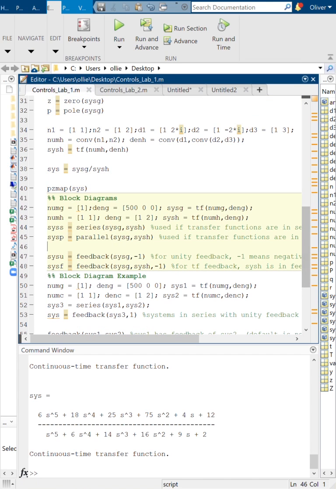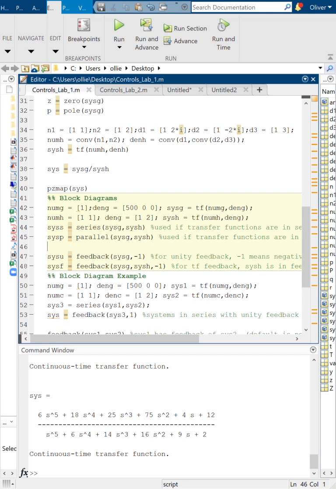Moving on to block diagrams. First, we'll make a transfer function for g, and then a transfer function for h. And we'll say that if the transfer functions g of s and h of s are in series, and we want to make a system that represents that series, then we can use the series function, and that will combine the two transfer functions as if they're in series into one transfer function. And we can do the same thing if they're parallel. If you're having trouble visualizing series and parallel, just think about it like resistors.